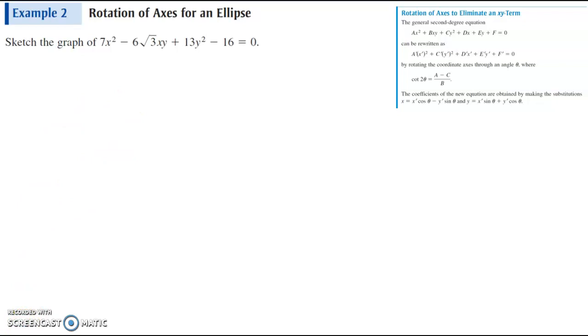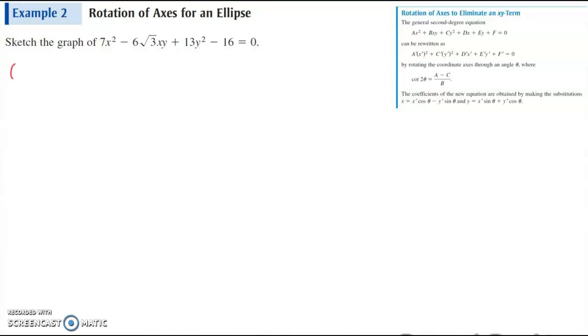Alright, so the first thing we want to do is to go ahead and extract what we need to find theta. So we look at the formula on the right. It says cotangent of 2 theta equals a minus c over b. So we know a equals 7, b equals negative 6 square root of 3, and c equals 13. So we plug that into the formula.